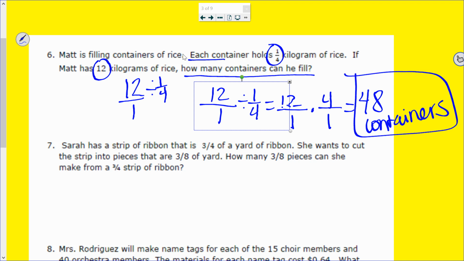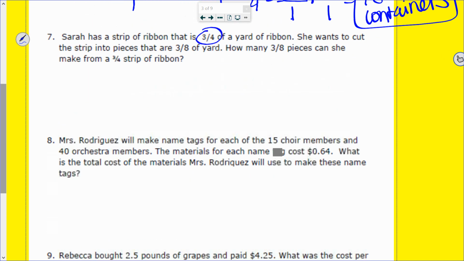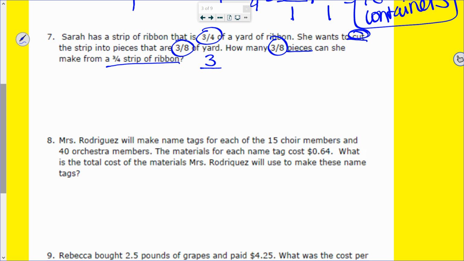Number 7, Sarah has a strip of ribbon that is 3/4 of a yard long. She wants to cut that strip into 3/8 yard pieces. How many 3/8 yard pieces can she make from the total? So again, this problem's nice because it told you want to cut that strip. Well, the whole amount is 3/4 of a yard, and I want to cut it into 3/8 pieces. That is going to be division.